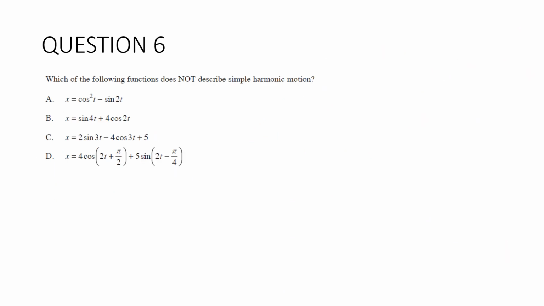Question 6. Which of the following functions does not describe simple harmonic motion? Now for simple harmonic motion, we want this relationship: the acceleration is equal to -n squared times x take away some constant. And the easiest way to do this is just to differentiate twice. So I'm going to start with A. There's quite a bit of work in this question.